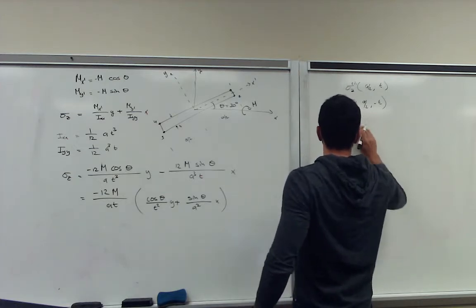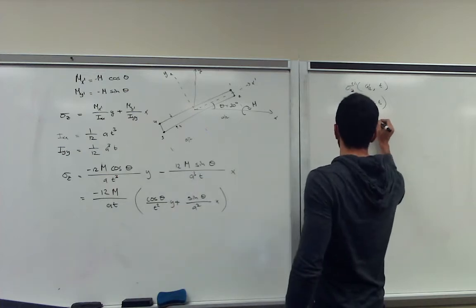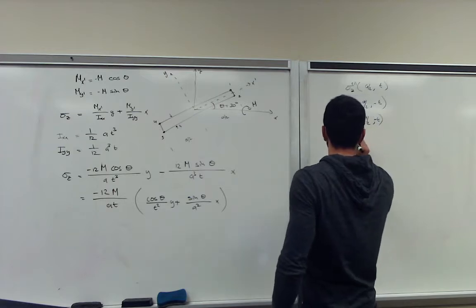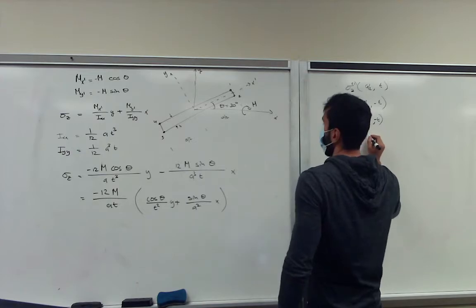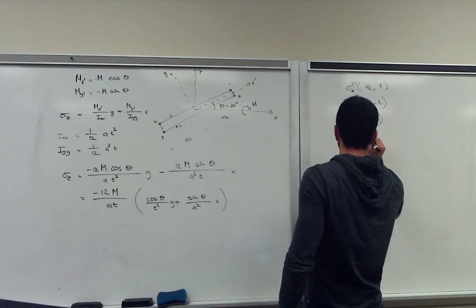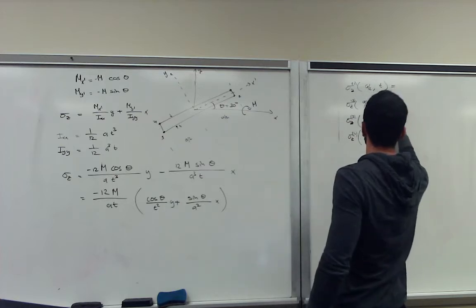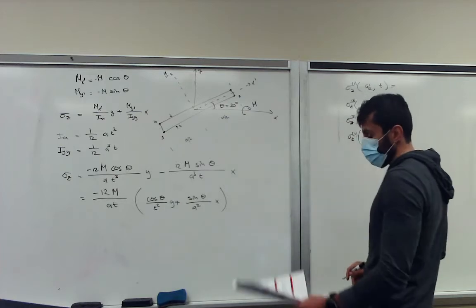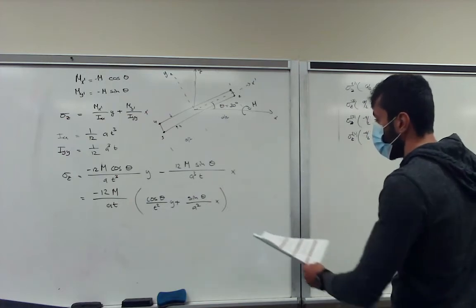Location 3 is equal to minus a over 2, minus t, and location 4 is equal to minus a over 2 and then positive t. I can just basically plug this in. So let's plug this in.